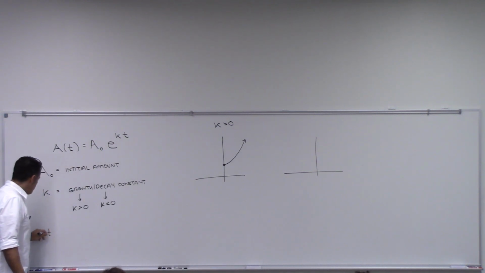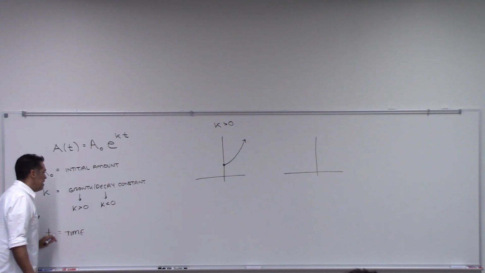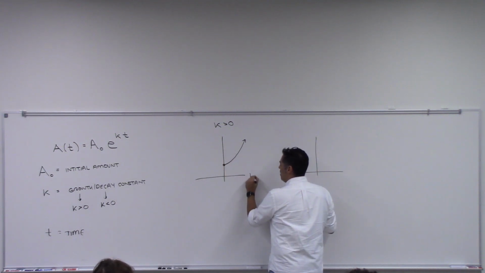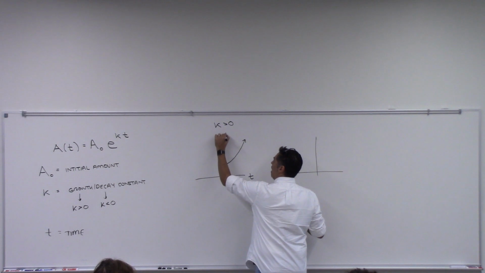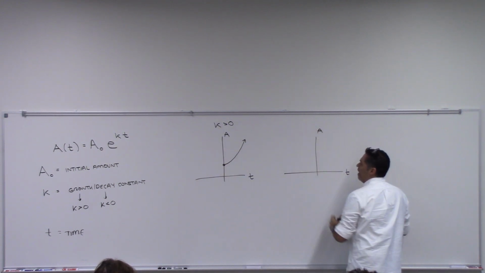Time, right? T is time. And so T is like the x-axis here. So it's actually time here, all right? And this is the amount that we're going to have. This is time, and this is the amount of stuff we're going to have.